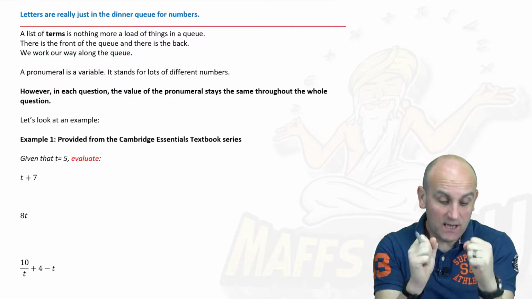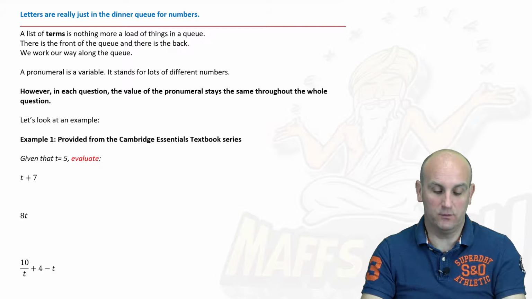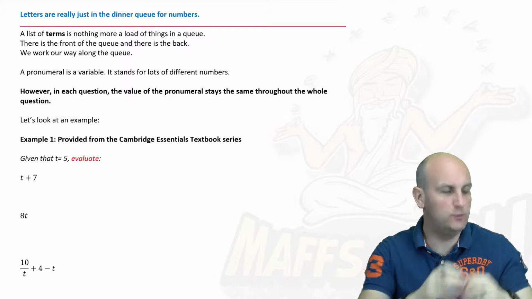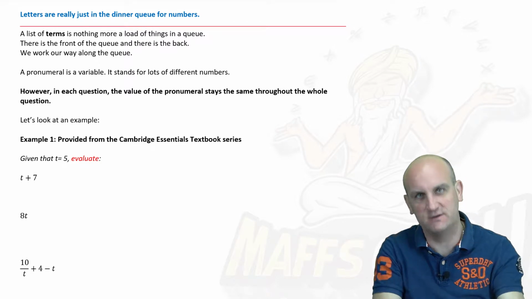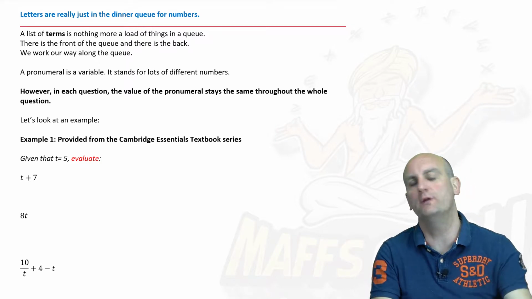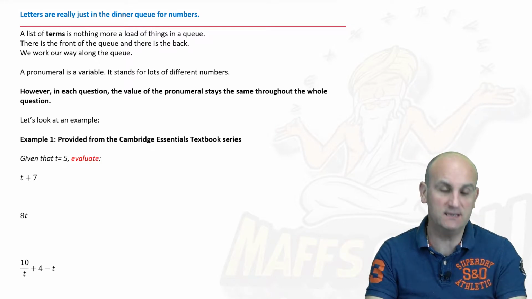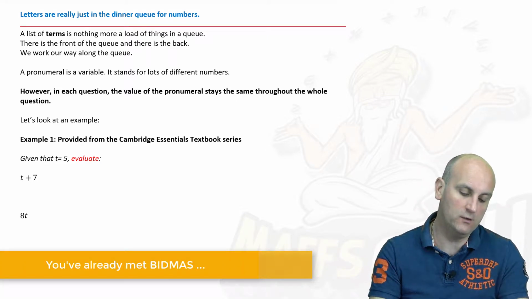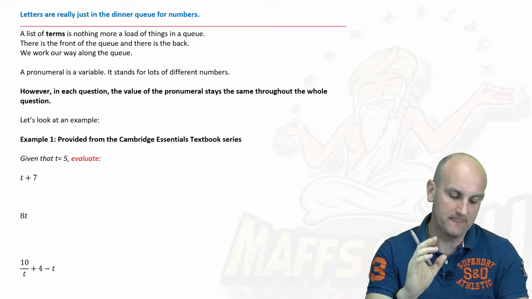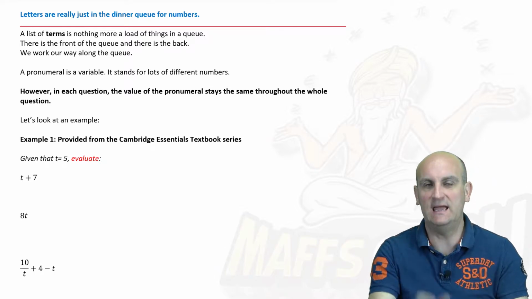Okay, so letters are just in the dinner queue for numbers. Yes, when you are in that queue, and then basically, hopefully you're going to get served first, and then the next person in the queue, and the next person in the queue. And in mathematics, order is really, really important. All right, so a list of terms, as I say here, is nothing more than a load of things in a queue. Right, a pronumeral is a variable.